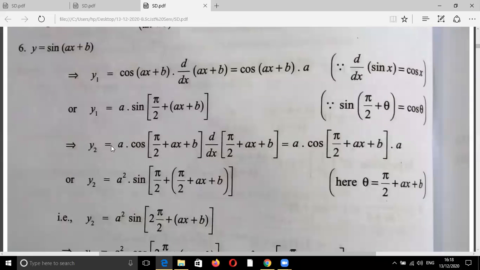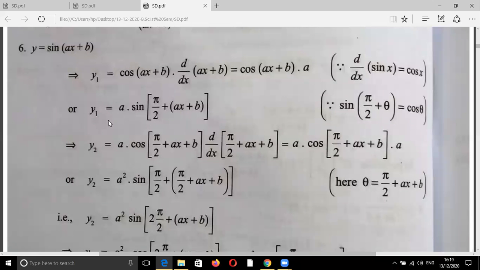And then, after rewriting that y1 in terms of sine, you write here y2 is equal to, again you differentiate y1 here. After rewriting only you have to do this, because you have to generalize. If you keep cos as it is, it is not possible to generalize. That's why you are writing in terms of sine.